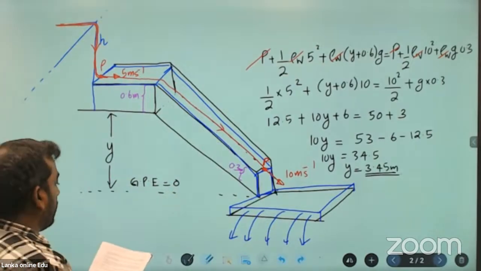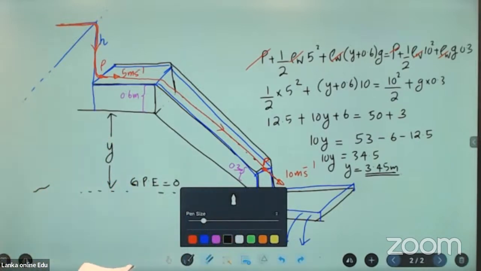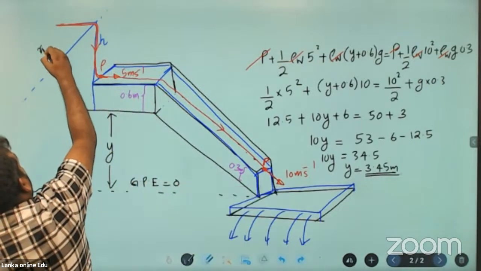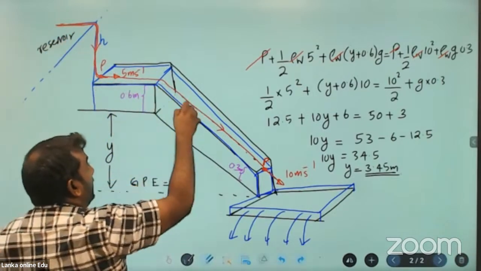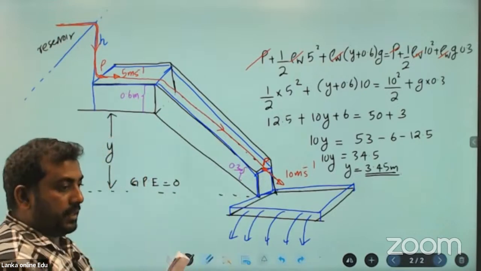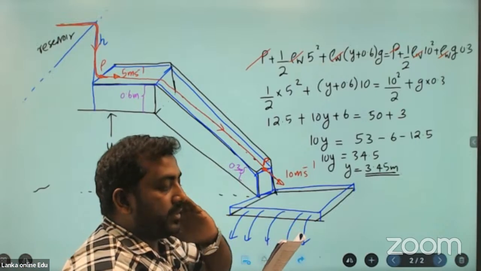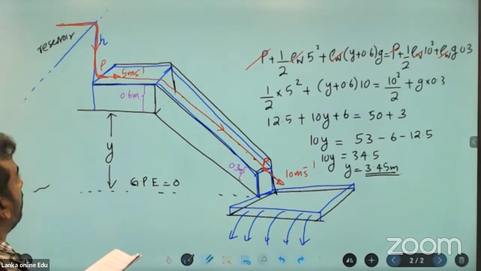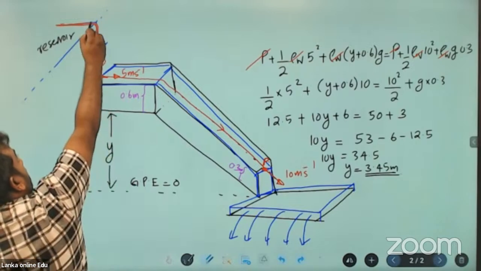Again, apply Bernoulli's theorem. First, draw the picture. Don't be in a hurry. Draw the picture, you can easily see. From the top of the reservoir, liquid will come and then go down. So if you're applying here, calculate the height h of the water level in the reservoir that has to be maintained for this purpose. So here 3.45 you have found it. If you want, you can apply from here.